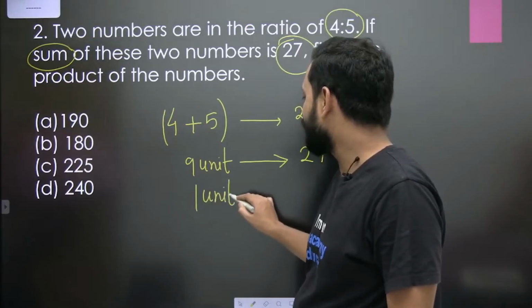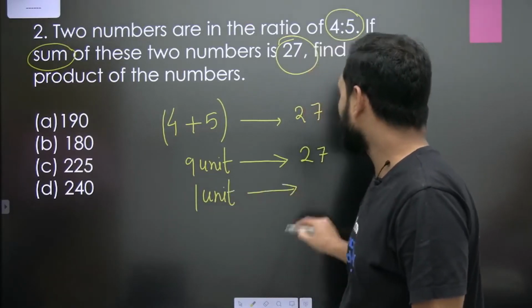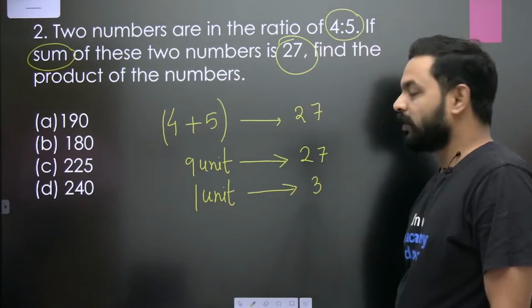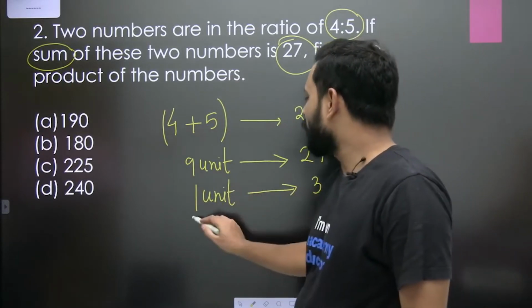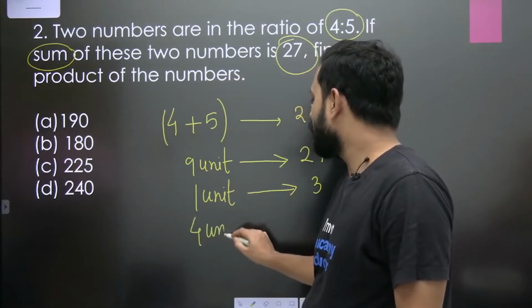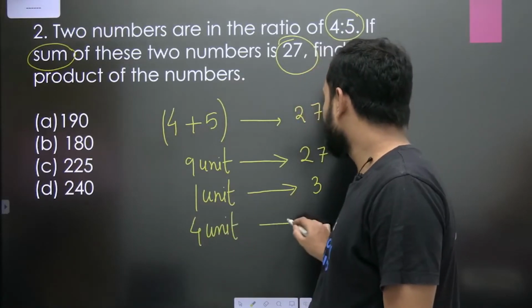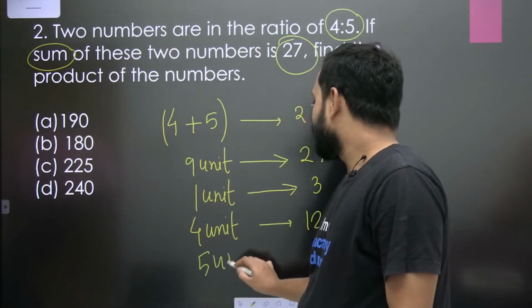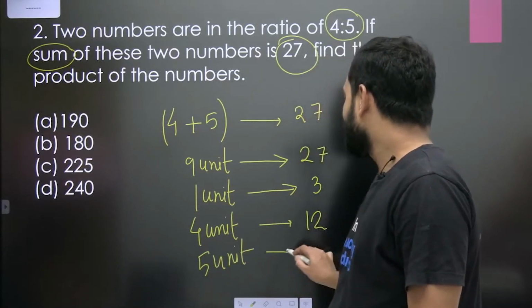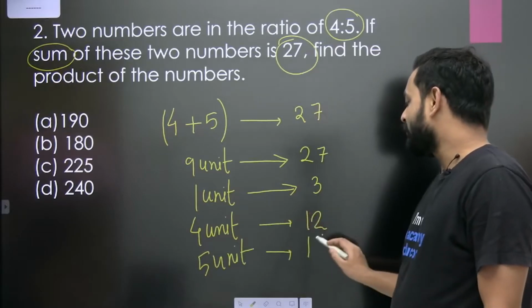So 1 unit will be equivalent to what? This is the unitary principle, guys. 1 unit will be equivalent to 3. Now 1 unit is equivalent to 3. What will be 4 unit? 4 unit will be 12. And what will be 5 unit? If 1 unit is 3, then 5 unit will be 15.